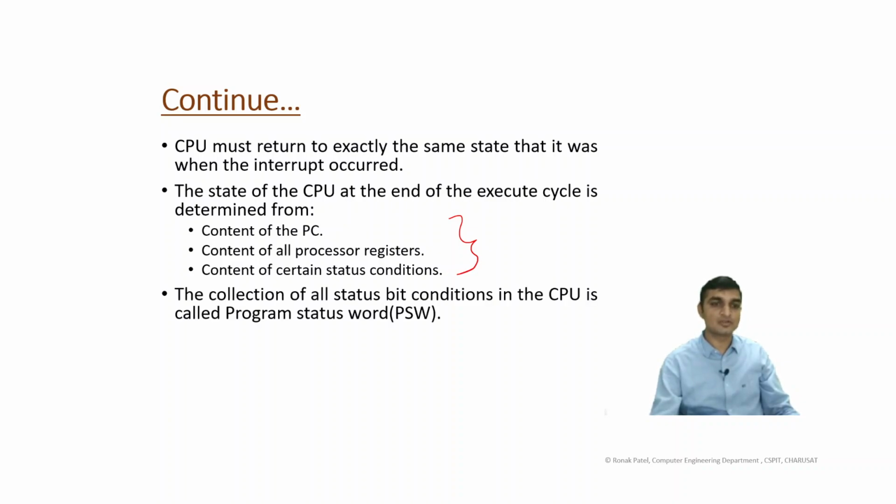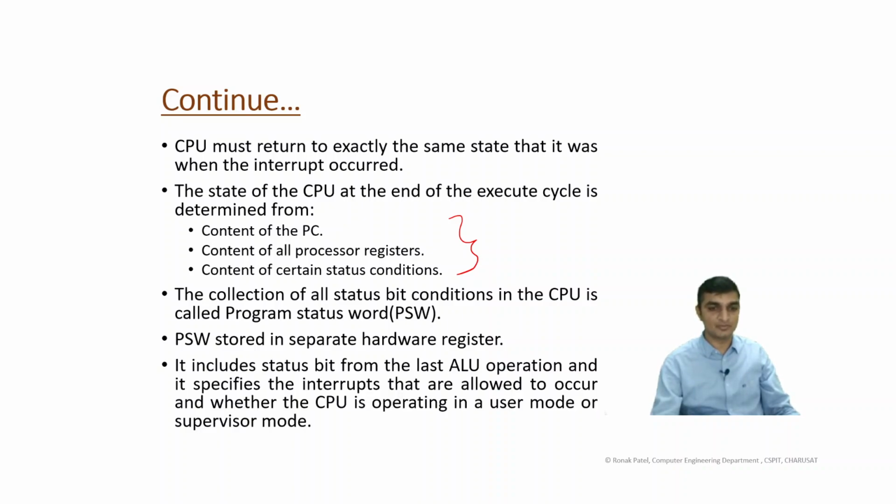The collection of all status bits, right, you have the carry flag, then the zero flag and all, that is also called a status in the CPU, called the program status word, right, this also we will store. So PSW is stored in a separate hardware register, there is a dedicated hardware register for it. Now it includes the status bits from the last ALU operation. When you perform an ALU operation, at that time the status bit is set. Just recall the previous video, right? In this you have seen the four status bits.